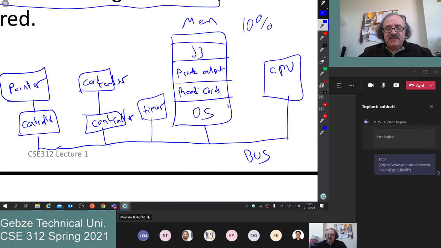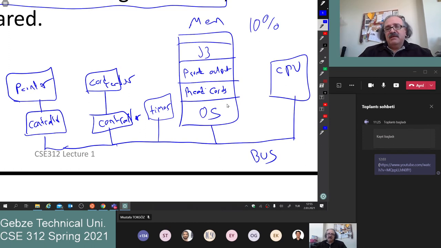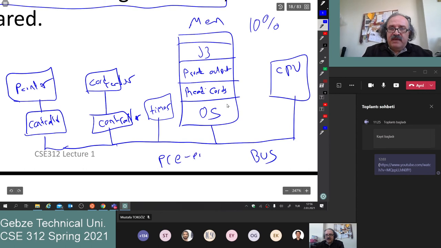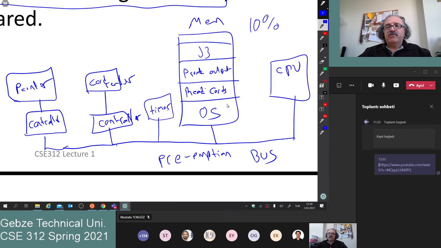You already know about this from your architecture course. So that timer causes an interrupt. The operating system takes control and says, okay, I see that J3 used the CPU so much, I am going to stop it now. So the timer interrupt is helping me out in this case. And this is called preemption. Preemption means stopping a process from using the CPU when the time is up.